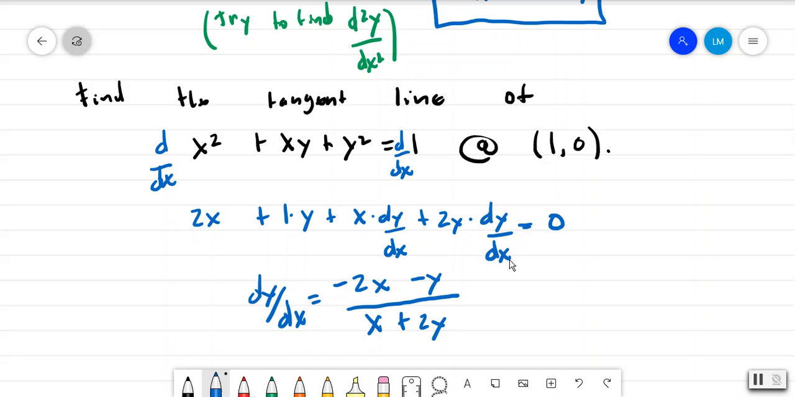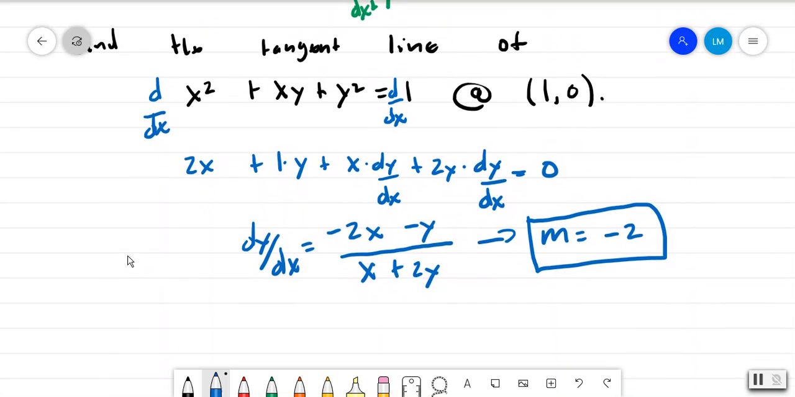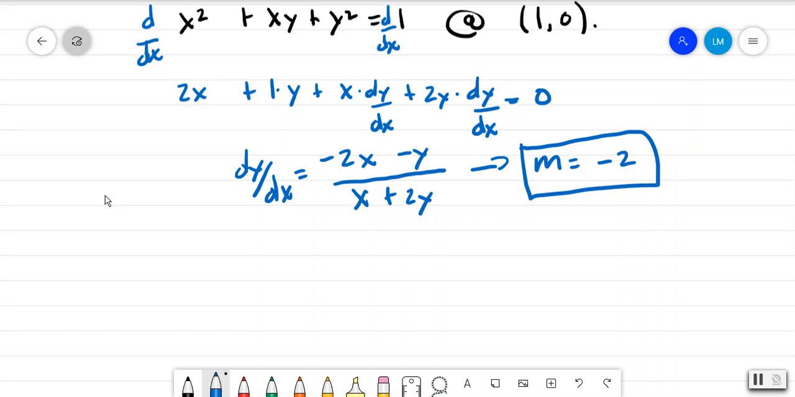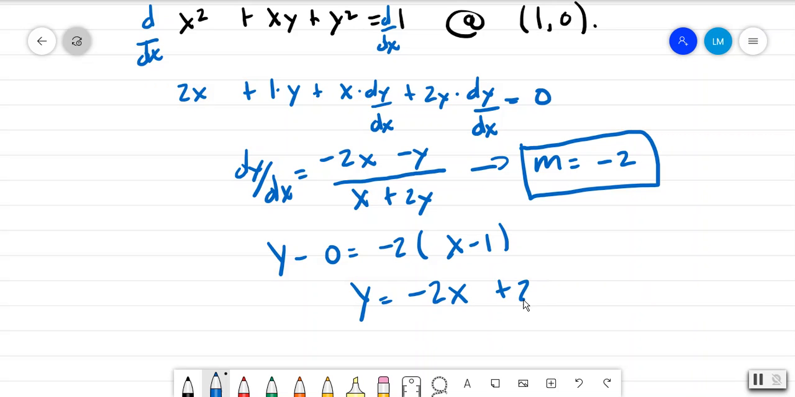Now, if you go ahead and find the slope of the tangent, you're basically going to find that the slope of the tangent is equal to negative 2. So when you use the formula, that's going to be y minus 0 equals negative 2 times x minus 1, which is y equals negative 2x plus 2. So in this case, this is the equation of the tangent line.